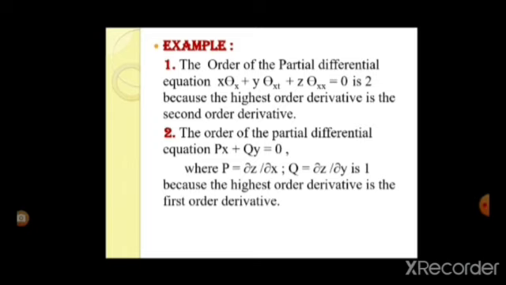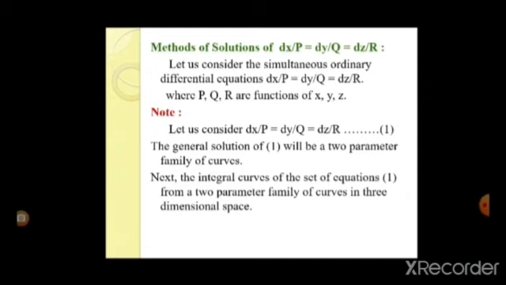Okay, coming to the next example, the order of the partial differential equation px plus qy equal to 0 is 1. Why? Because p equal to dou z by dou x and q equal to dou z by dou y. So this is the first order derivative, and the highest order is also 1. The highest order derivative is the first order derivative. Okay, these are the two examples of the order of a partial differential equation.